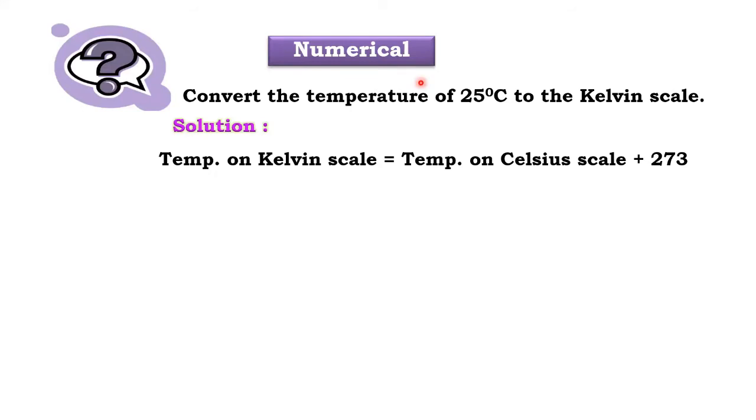Just now I gave you a formula. What was that formula? Look, this part here is K, and this part over here will be the C, and here we have 273. So what we can say is K is equal to C plus 273.